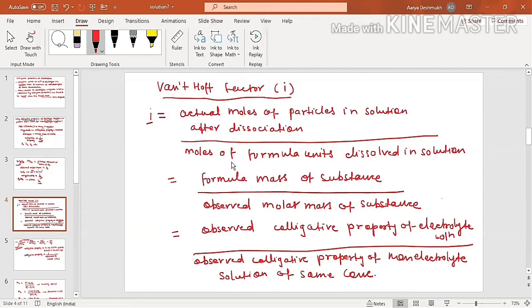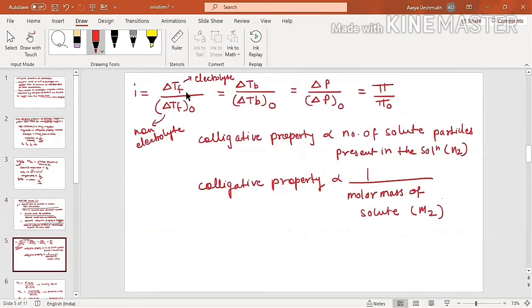The same thing can be put in other words also. That is actual mass of particles in solution after dissociation divided by moles of formula units dissolved in solution. Formula mass of the substance divided by observed molar mass of the substance. This delta TF is the change in the freezing point for electrolyte, and delta TF naught is for non-electrolyte. The ratio of this is what we call the Van't Hoff factor. The same thing can be applied to the elevation in boiling point, this is lowering of vapor pressure and this is for the osmotic pressure.